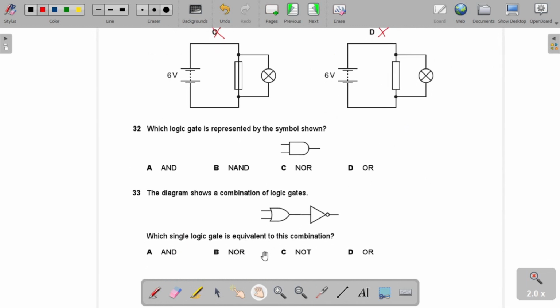Which logic gate symbol is represented by the symbol shown? This is an AND gate. And the next question, the diagram shows a combination of logic gates. Which single gate is equivalent to this combination? This one is an OR gate, and this is a NOT gate. The combination of OR and NOT will give you NOR. So it is a NOR gate.